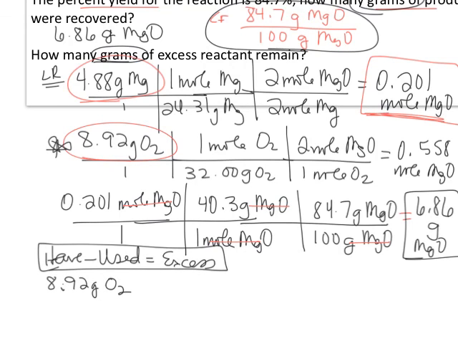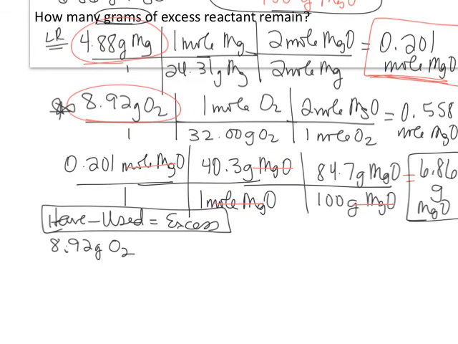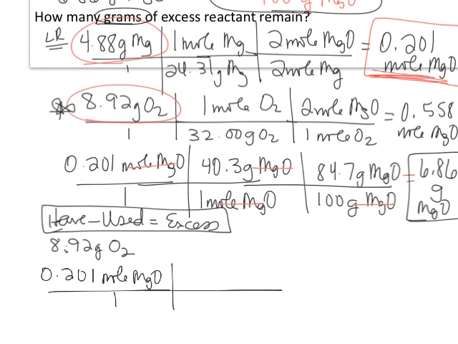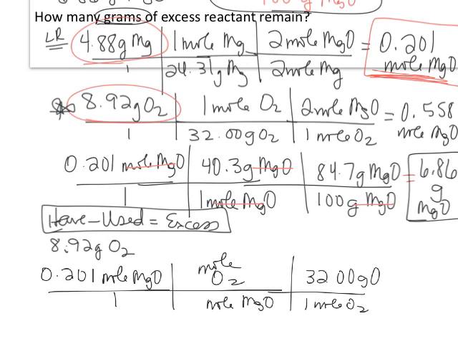Well, what you used, you want to start with your limiting reagent here. So you start with 0.201 mole of magnesium oxide. And we're going to convert that to moles of oxygen, magnesium oxide to moles of oxygen. And then we'll use the molar mass for 1 mole of oxygen. We get 32.0 grams of oxygen. And that's going to give us what we used.